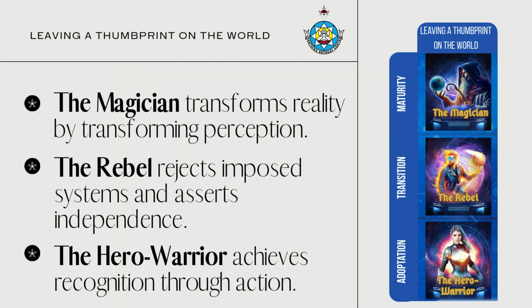The hero says, look what I can do. The rebel says, look how independent I am. The magician says, watch how everything changes when I change the way I see it. This progression shows how our second fundamental need, leaving a thumbprint on the world, evolves through 3 levels of development. The hero warrior achieves recognition through action. The rebel rejects imposed systems and asserts independence. The magician transforms reality by transforming perception.